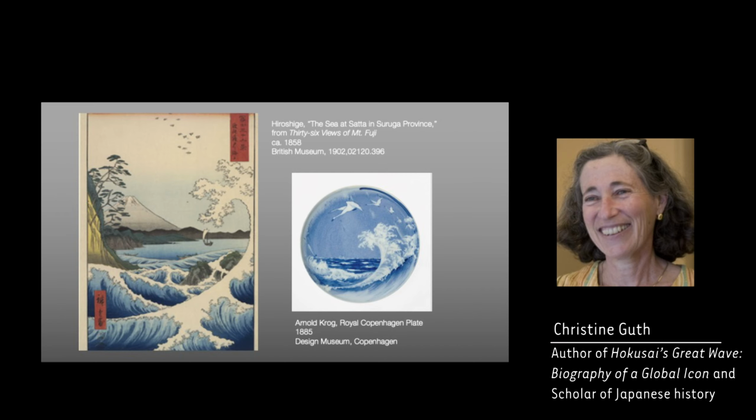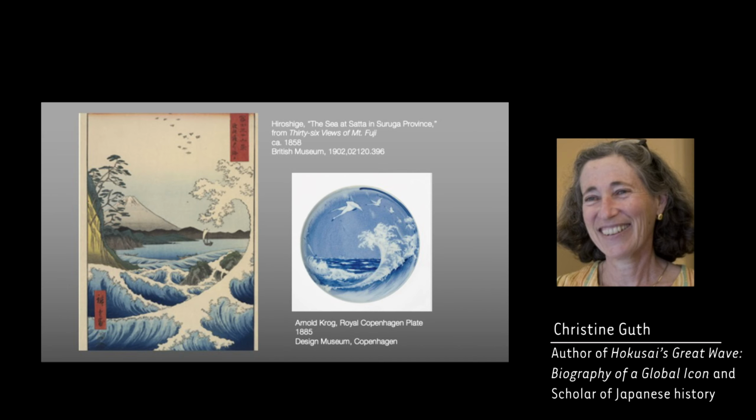And if you trace the many adaptations of the Great Wave in Europe, including this plate that was issued by Royal Copenhagen in 1885, I think you can see more clearly the influence of this later print rather than Hokusai's. But all of this speaks to the multiplicity and the circulation of these images and the influence of that very process.